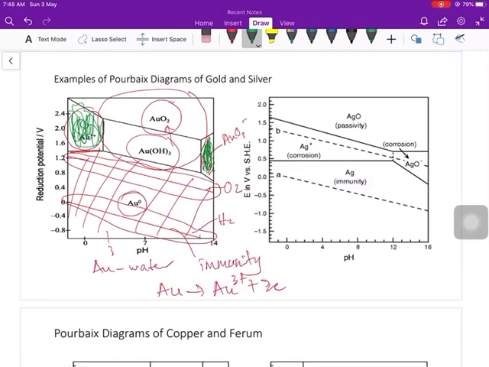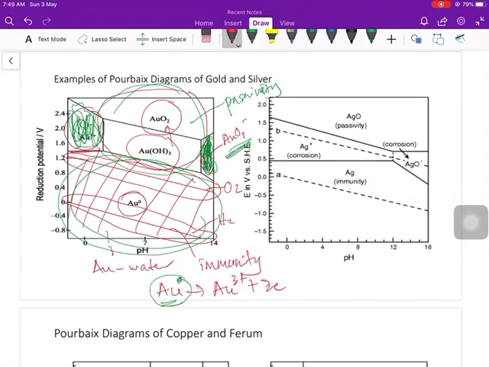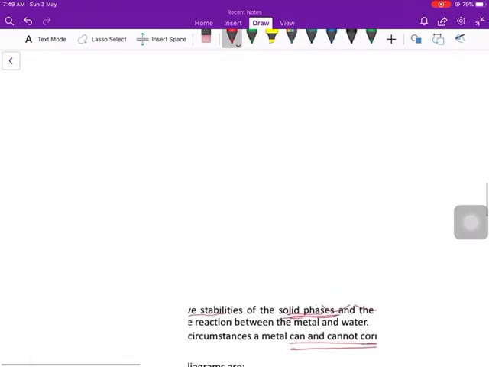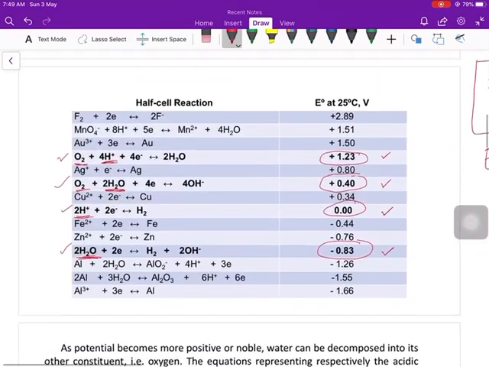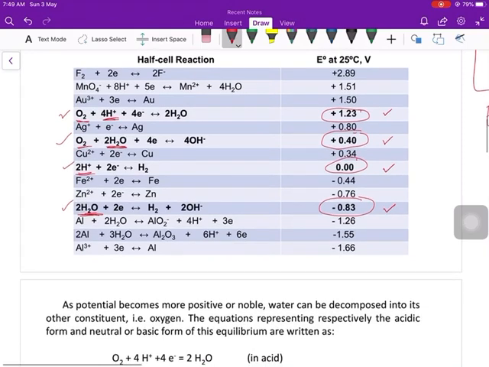Corrosion has two sides. One is for cation, another one is anion. So in between, this is passivity. Passivity means that it forms a passive layer. The bottom region is immunity. It remains in its reduced form, Au0.